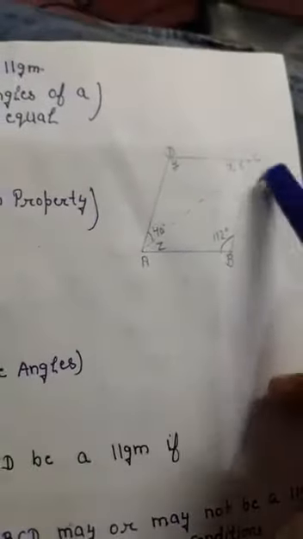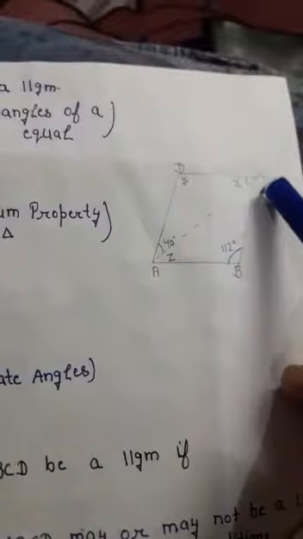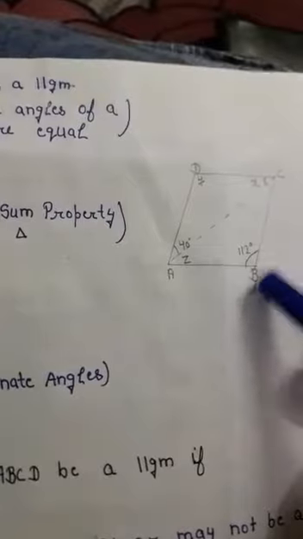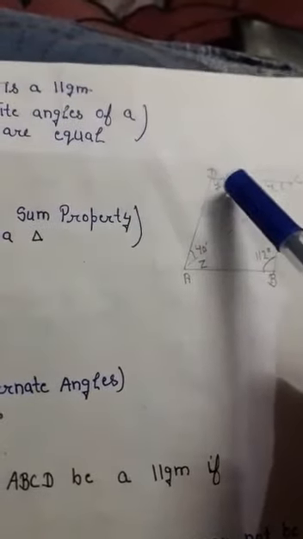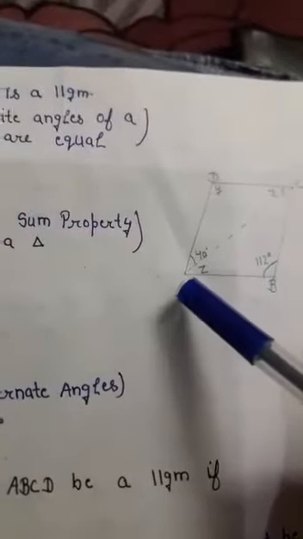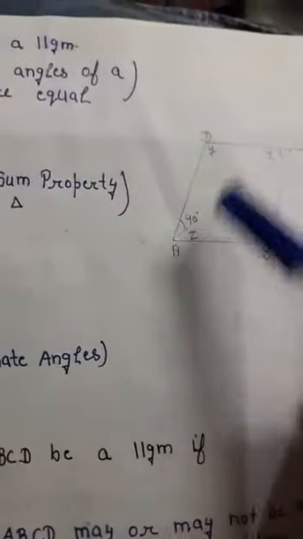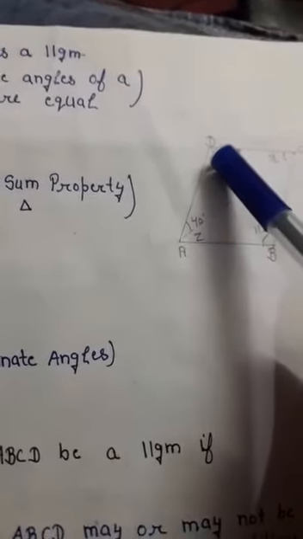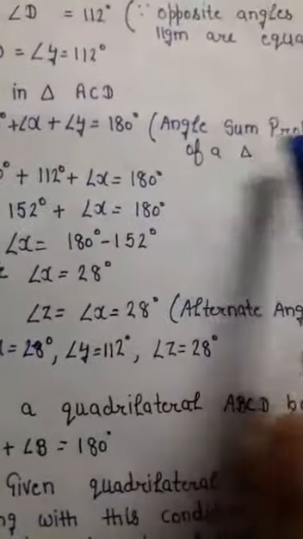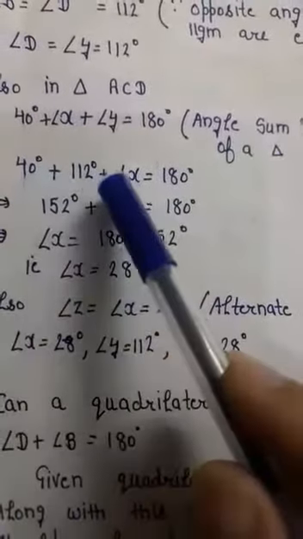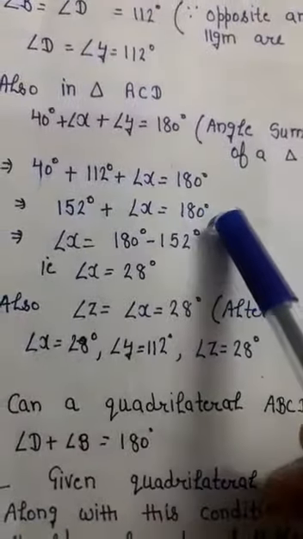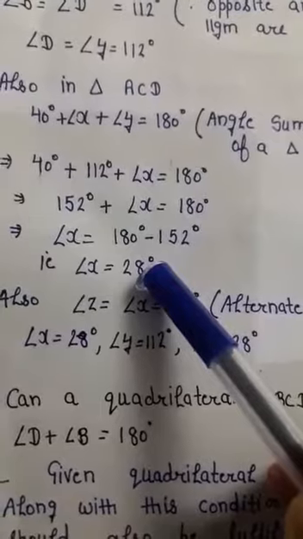Again you are given ABCD is a parallelogram, AC is a diagonal, angle B is given to 112. Again, if it's a parallelogram and this angle is 112, then that angle is also 112 since opposite angles are equal. Now in triangle ACD, this angle is 40, this angle is 112. 40 plus 112 plus x equals to 180 degree by angle sum property of a triangle. 40 plus 112, 152 plus angle x equals to 180 degree, that is angle x equals to 180 minus 152, that is angle x equals to 20 degree.